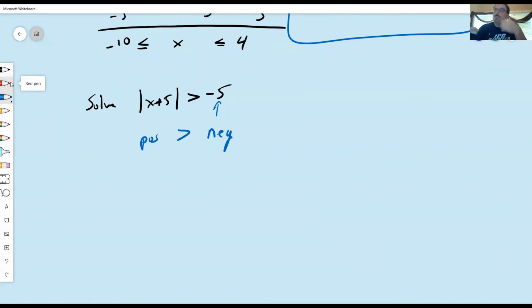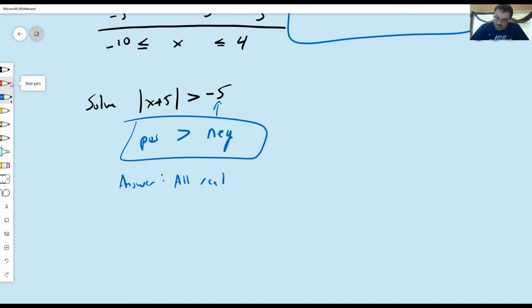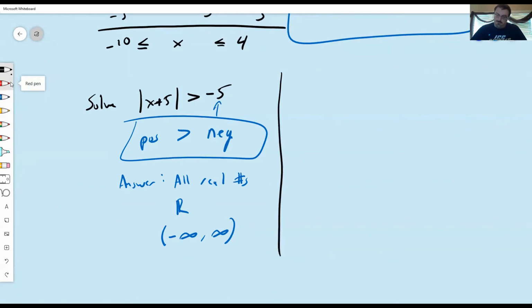So can a positive number be greater than a negative number? Yeah, I hope so. That's true, right? That's a true statement. And how often is that true? All the time. So your answer is all real numbers, which you could write with the fancy R, or you could just write the interval notation as minus infinity to positive infinity. So that's what happens when they have absolute value greater than negative.